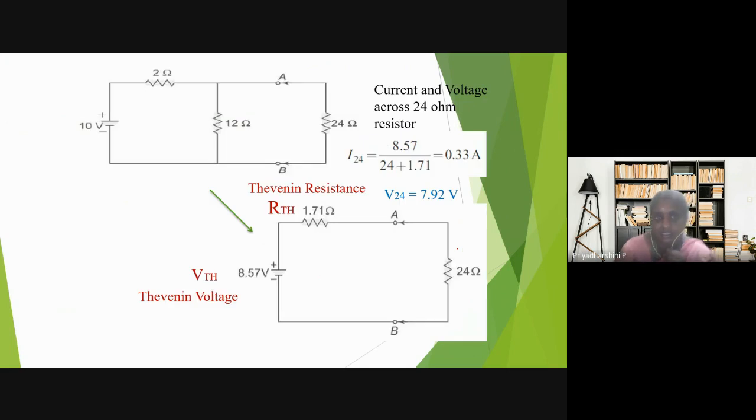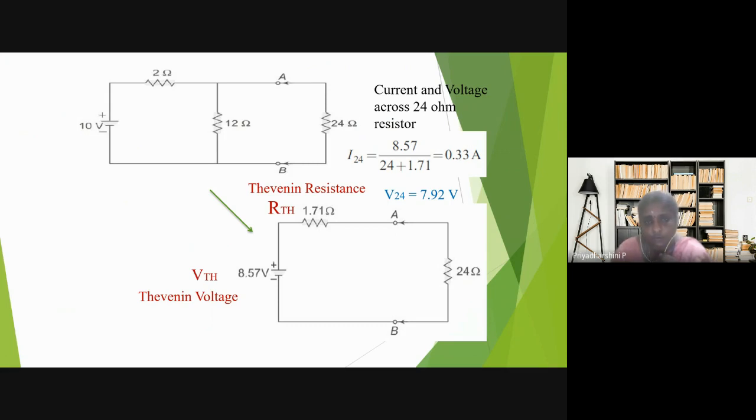The next step: this circuit has been replaced. See here, Thevenin's voltage, Thevenin's resistance, and that load resistance. These two resistances are connected in series. So what do we have to do? V by R. V is 8.57 volt divided by 1.71 plus 24. The answer is 0.33 amps. So the current flowing across this 24 ohms resistor is 0.33 amps.